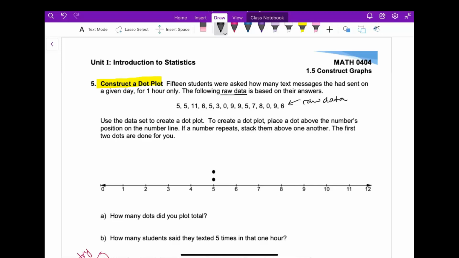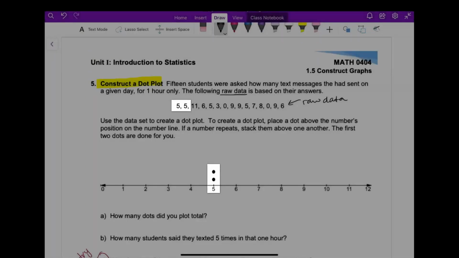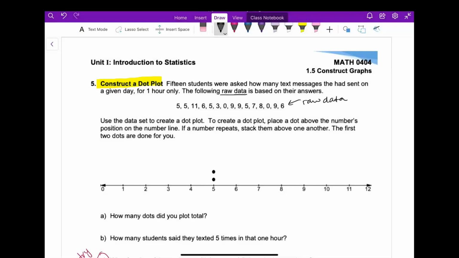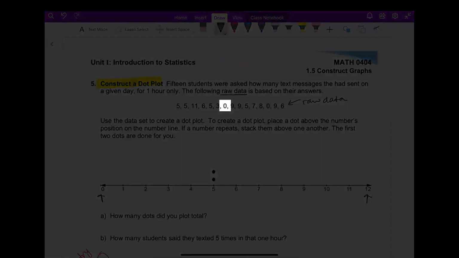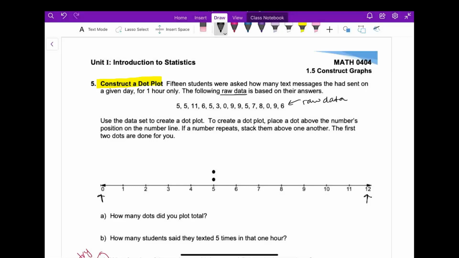Use the data set to create a dot plot. To create a dot plot, place a dot above the number's position on the number line. If the number repeats, stack them above one another. So here are the first two dots and they are done for you. This is a simple number line. Notice the number line starts at 0 and ends at 12. The number lines can start and end at any value. The reason this one starts at 0 is because the smallest data set is 0 and the biggest data set is 11. So we chose to end it at 12.